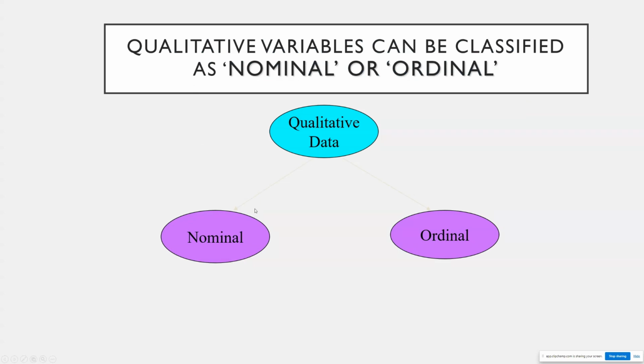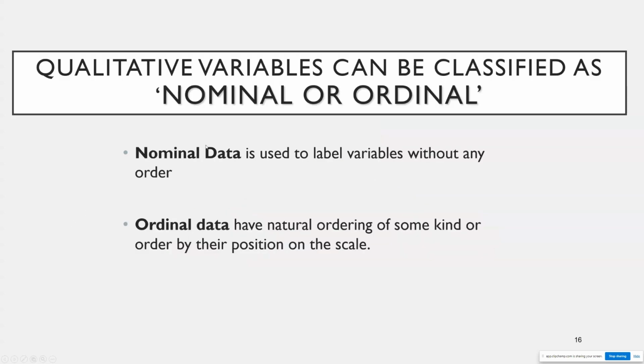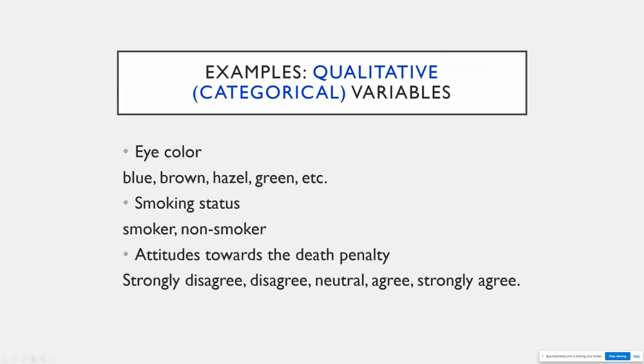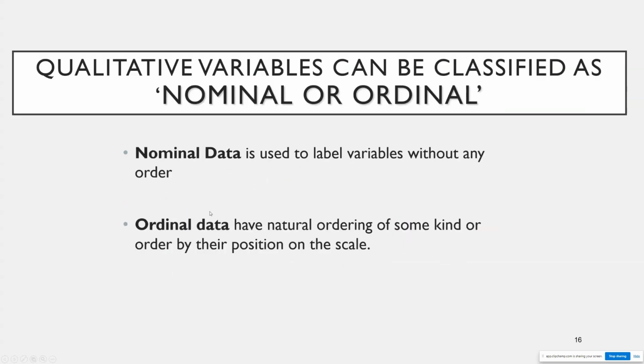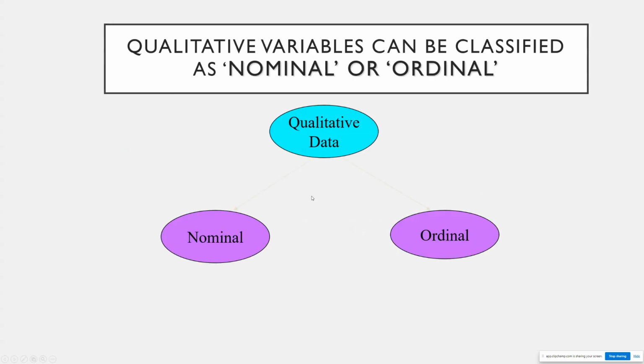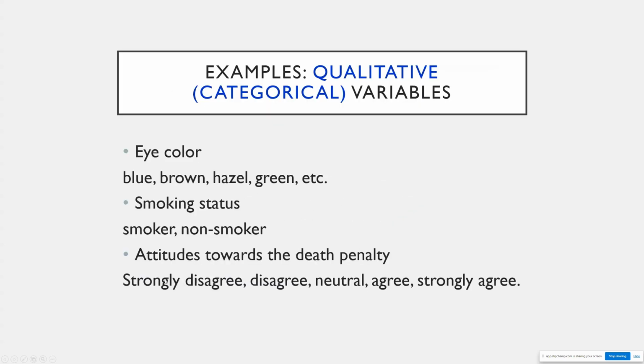Qualitative can then also be broken down into what's called either nominal or ordinal. So there are subcategories of qualitative data. Nominal data is used to label variables without any order. For example, eye color. It doesn't matter what order you put them in; brown comes before blue, doesn't matter. Ordinal data has some natural ordering of some kind, or is ordered by position on a scale. Like when you look back at attitudes towards the death penalty, you can see there's an order here. So that would be an ordinal example.